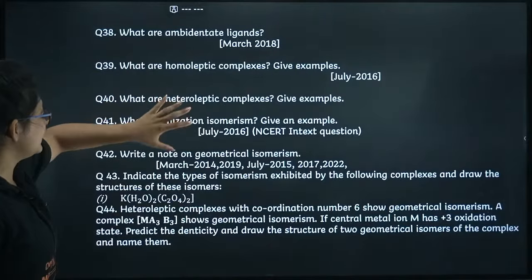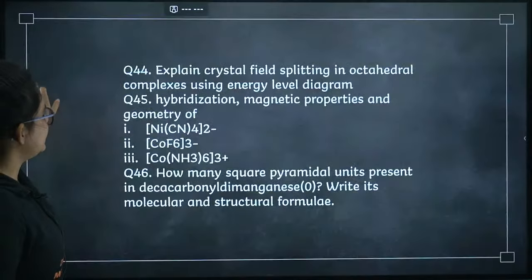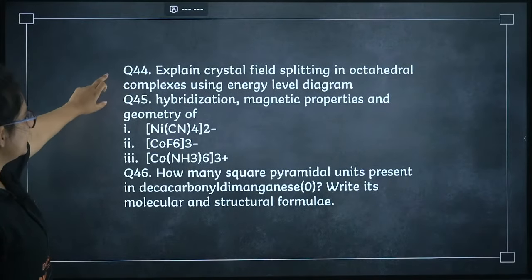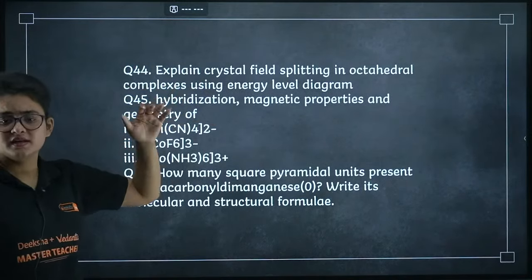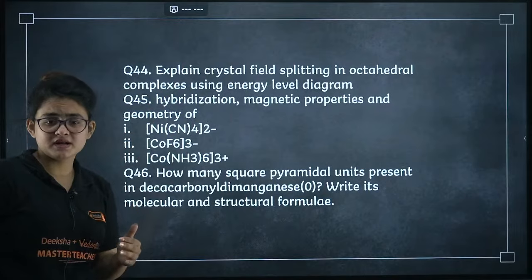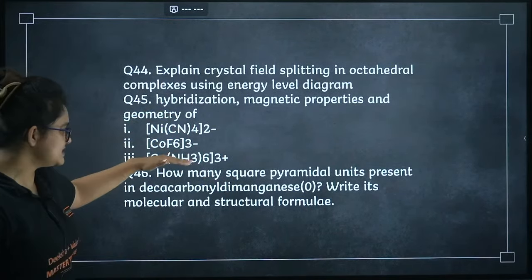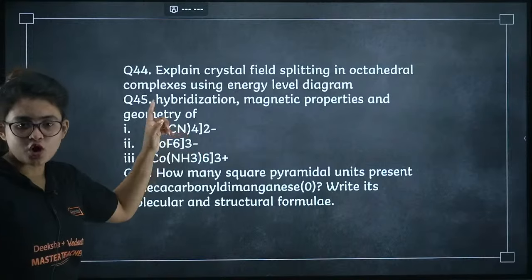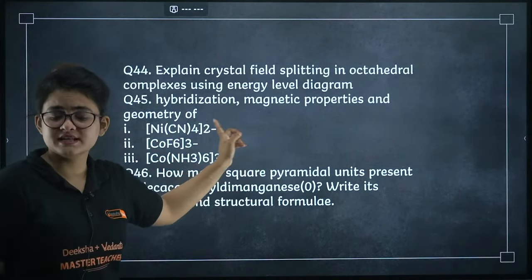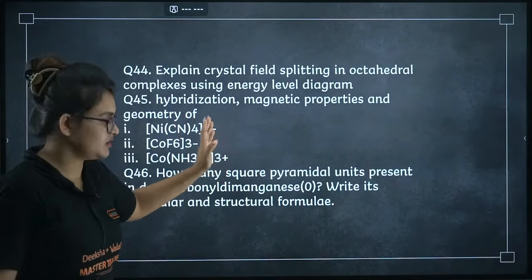Okay, I guess it's clear. That's as much as I wanted to tell. Next few questions I wanted to tell here: crystal field splitting theory, that you can get a 3-marker question out of it. Hybridization, magnetic properties and geometry, for these 3 complexes you can do all the things, hybridization, magnetic properties and the geometry, all the 3 are important.